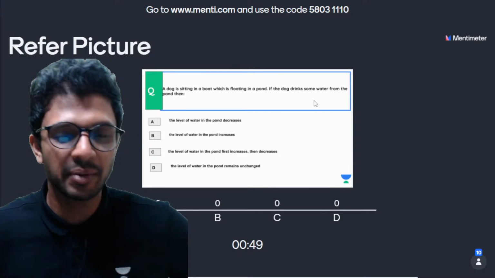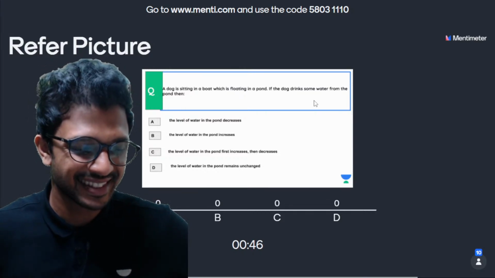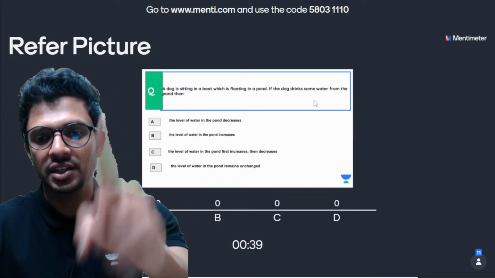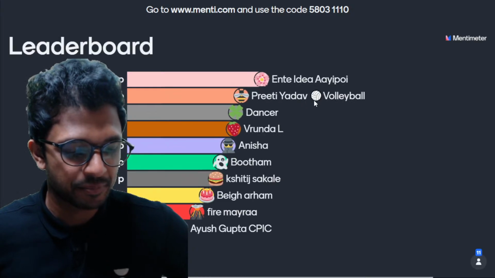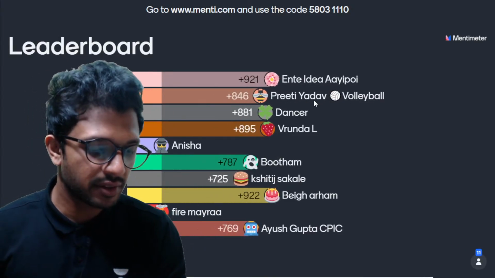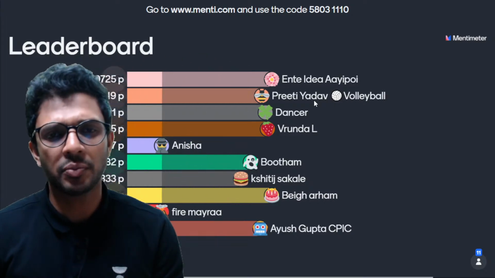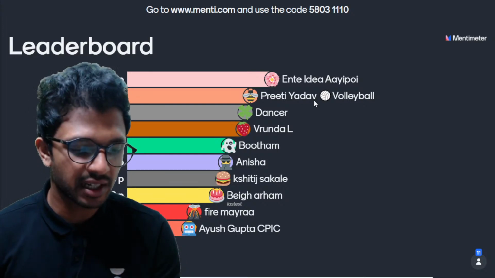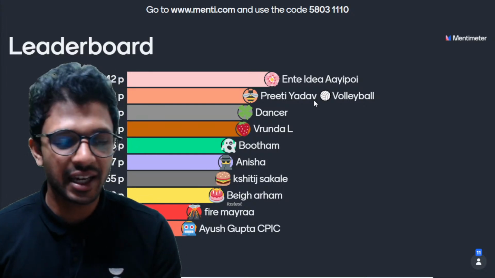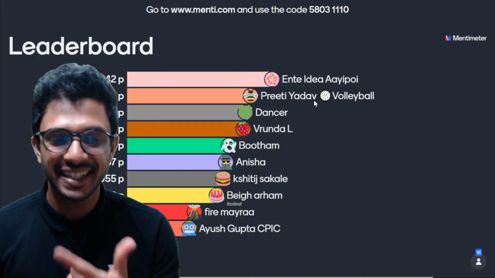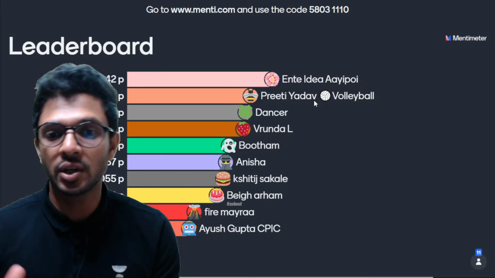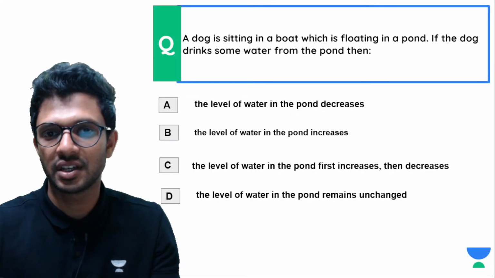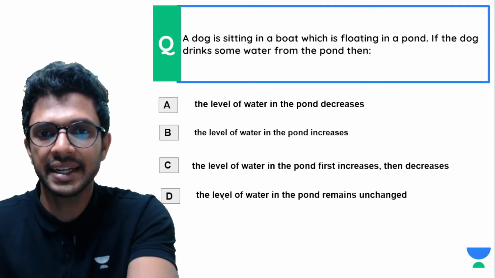Everyone can be a part of this Menti quiz. Mansi, every kid. So last 5 seconds. 5, 4, 3, 2, 1. Moving to the leaderboard. Sir, I can't solve numericals. Physics is very hard. Just keep on trying. Don't lose your faith. Keep on learning the concept and try doing as many MCQs as possible. You're going to make it. Arham again on the top. Awesome, fastest person. Then Miara on the top. Preeti, Dancer, Vrinda, Buddha, Manisha, Kshitij, Arham, Fire Mara and Ayush. Absolutely great. Let's see. We'll take the next page.